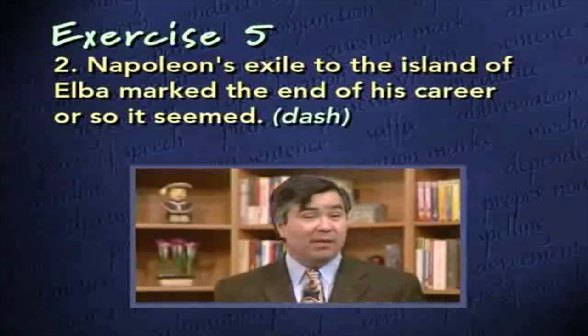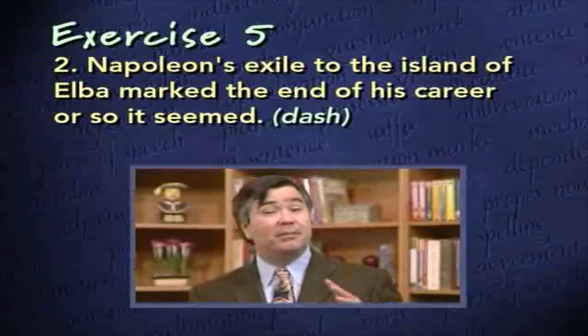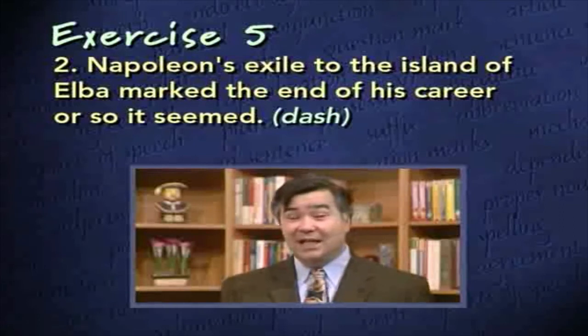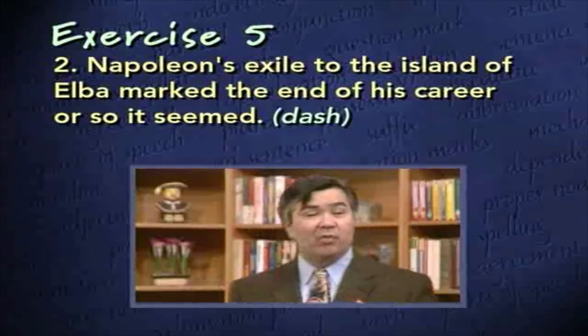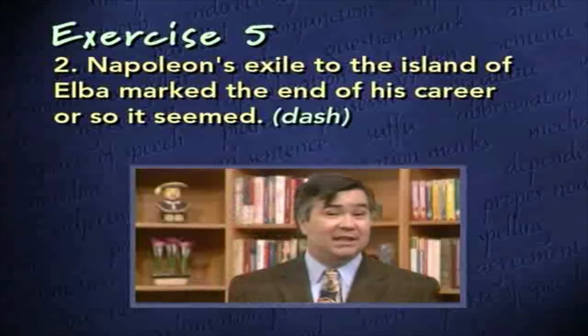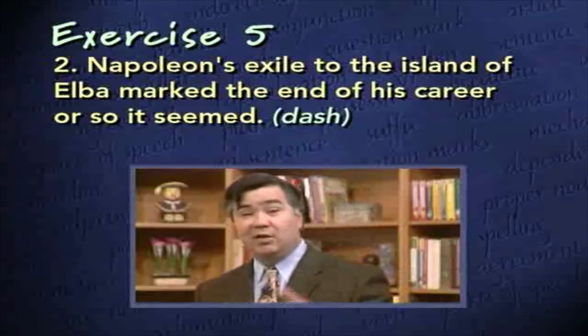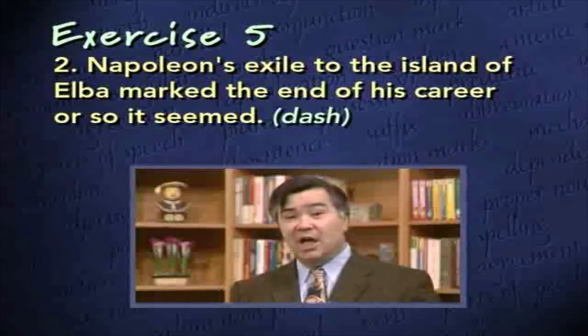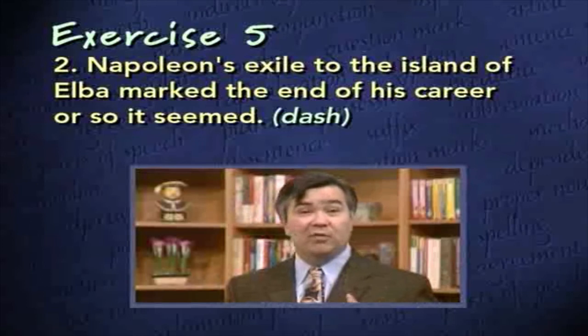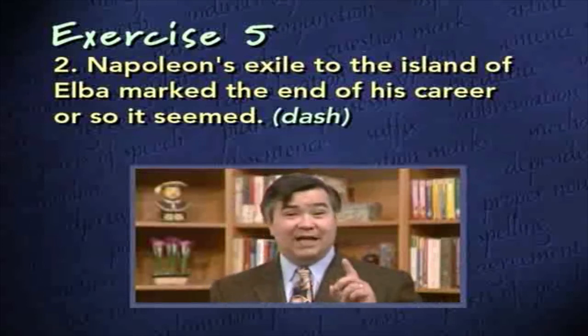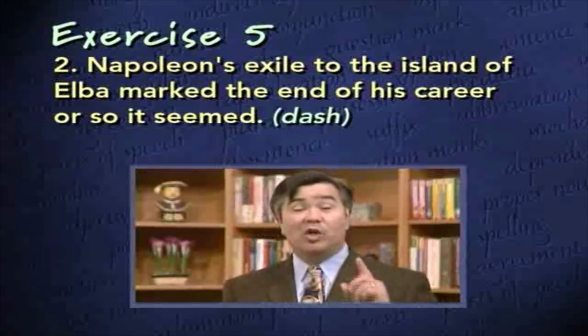Now, a dash, remember, is used to signal an abrupt break in the meaning of the sentence. Is there an abrupt break anywhere here? Well, yes. The last 4 words of the sentence take a very different tack from the remaining part of the sentence. Up to that point in the sentence, we're being told that Napoleon's career was over. But the last 4 words tell us something different is going to happen: or so it seemed.